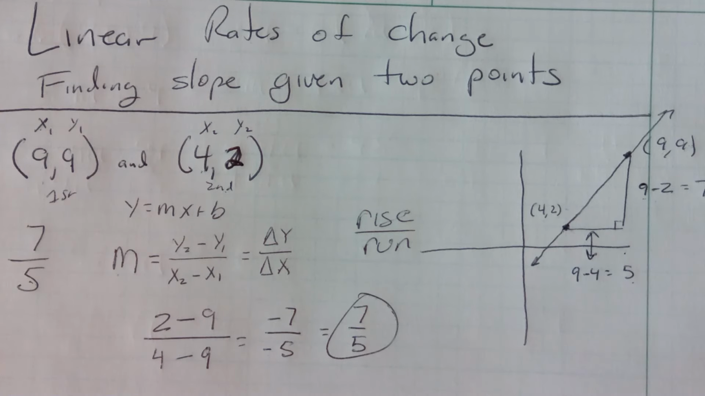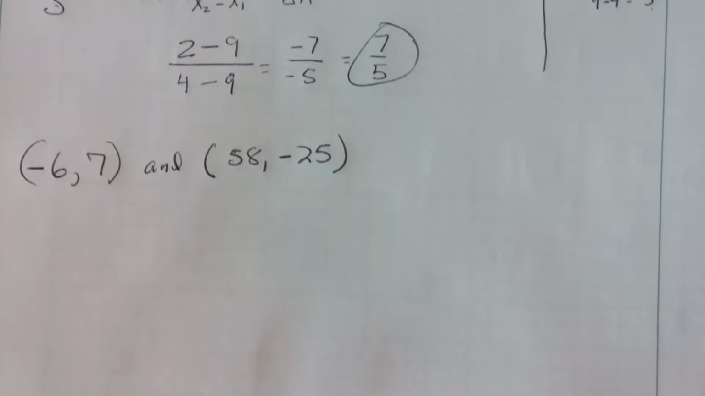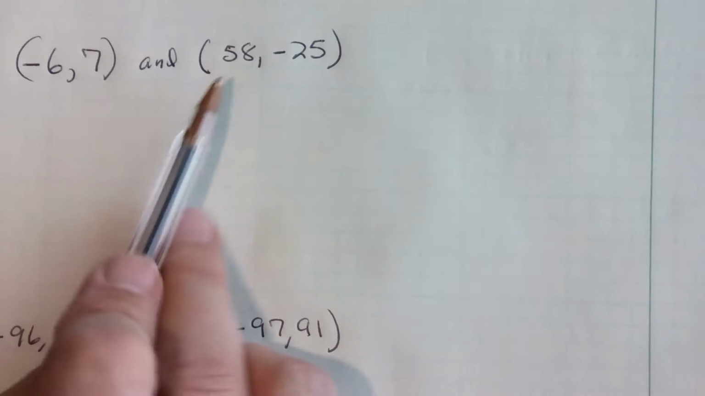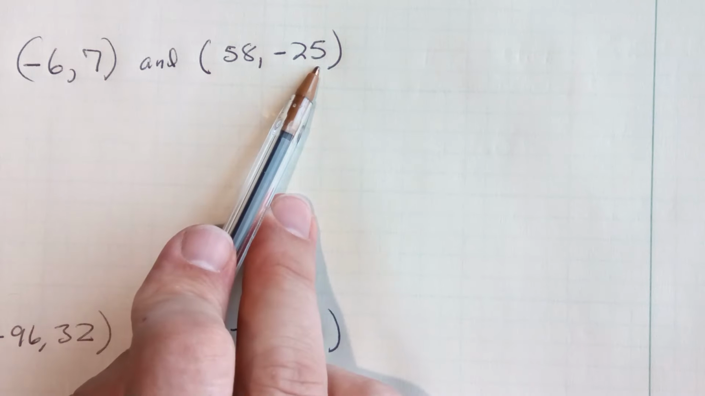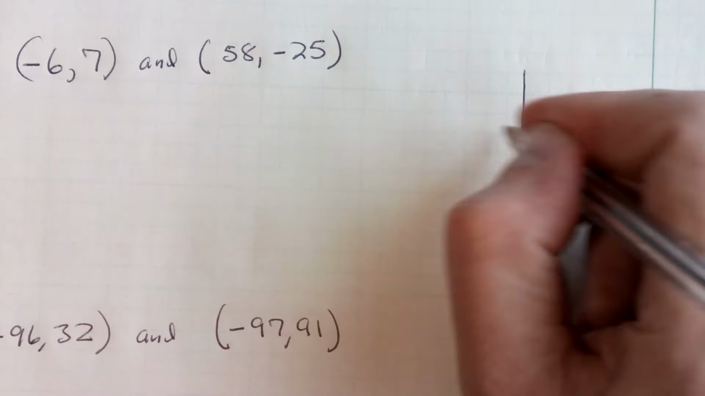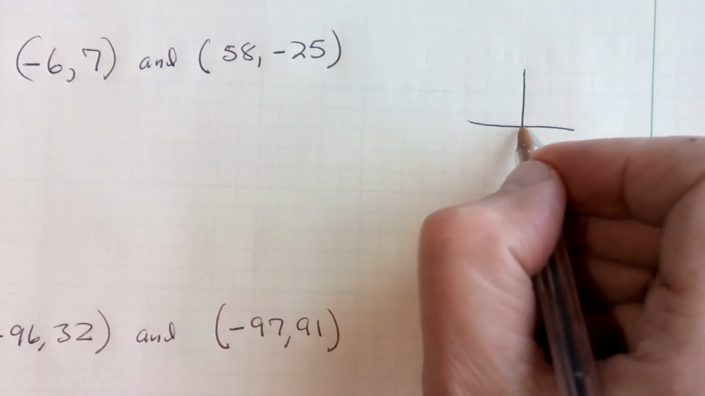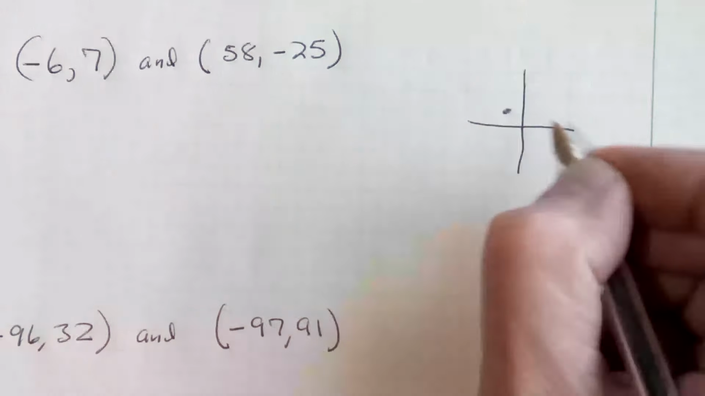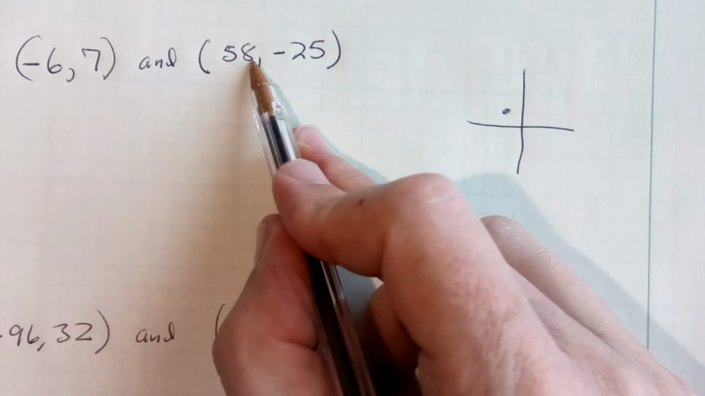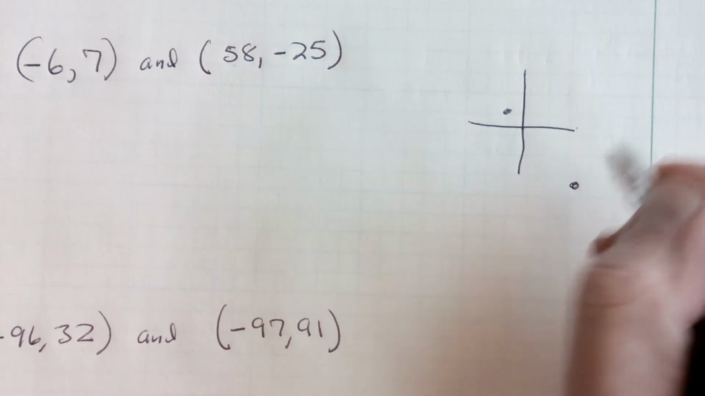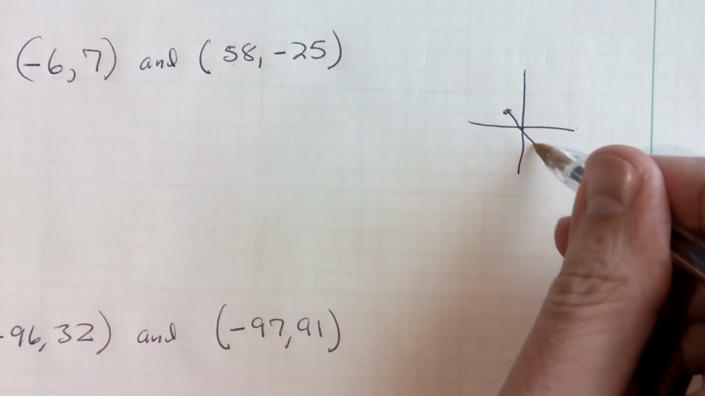Now, you're more than welcome to take the time to graph, but sometimes it gets harder to do that because the numbers get a lot larger or further off. But still, it's not hard. You're just roughly doing it. I would just graph the point (-6, 7). So (-6, 7) would be like right here somewhere. Then I'd graph the point (58, -25). Well, positive 58, negative 25, that's down here somewhere. And I'm just going to have some slope like this.